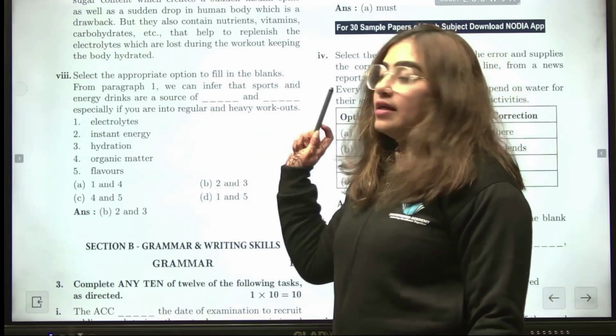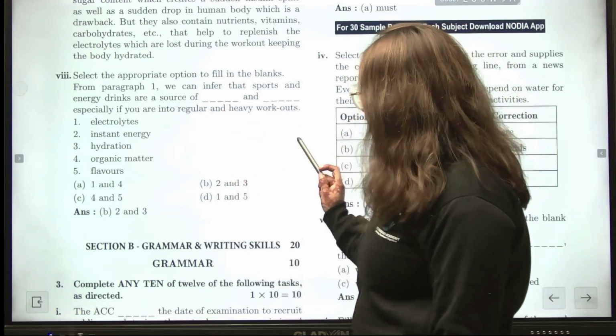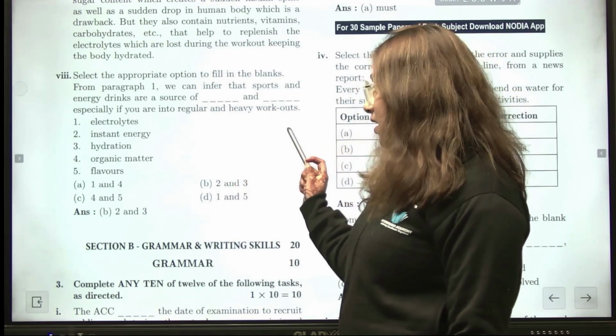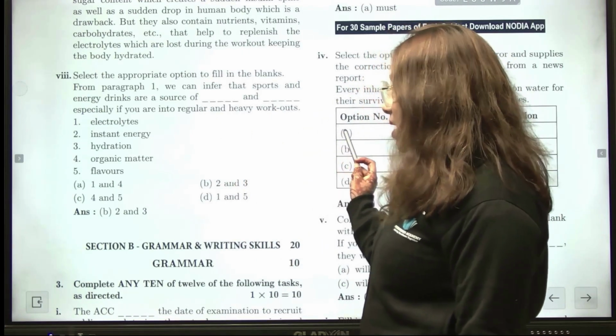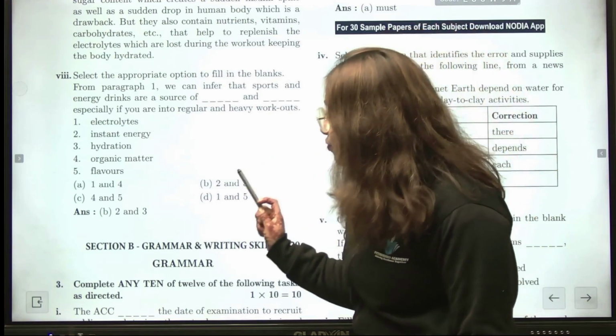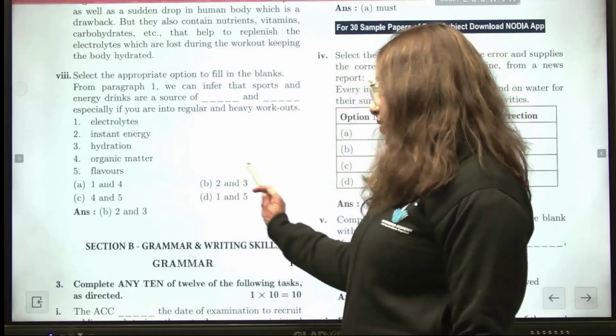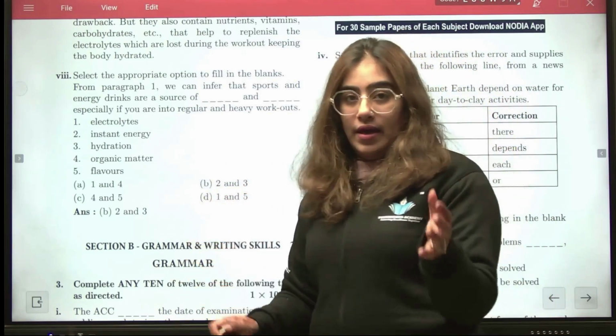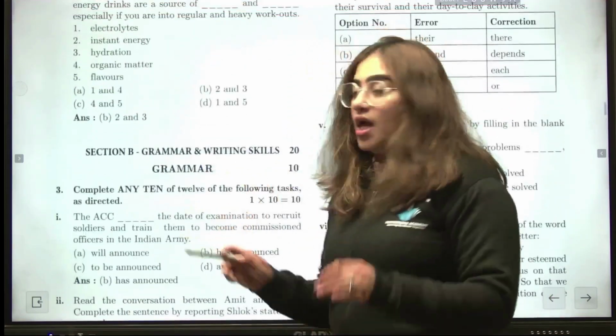Is it electrolyte? No. Is it instant energy? Yes. Does it help with hydration? Yes. Organic matter we will not write here, flavor also we will not write. So instant energy and hydration. Do we have 2 and 3? Yes, we have 2 and 3. Clear? Okay. Now here Section A ends.